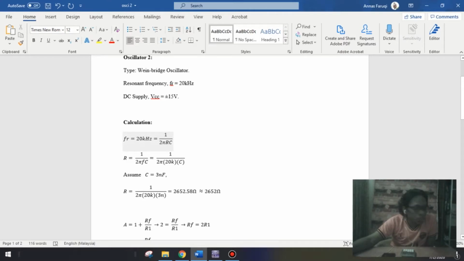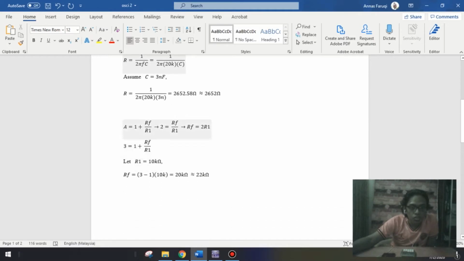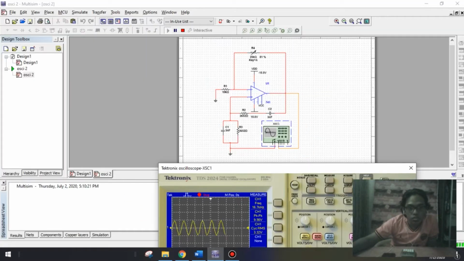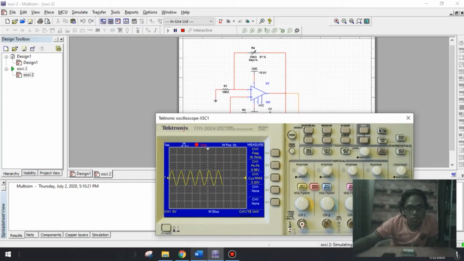From the frequency given, 20 kilohertz, we use this formula to get the value of the resistor. We assume the capacitor is 3 nanofarad. This is to find the value of R1 and RF by using the voltage gain formula. So this is the circuit that I did. Same goes here, the same result.